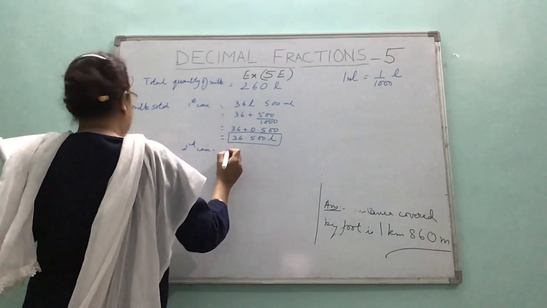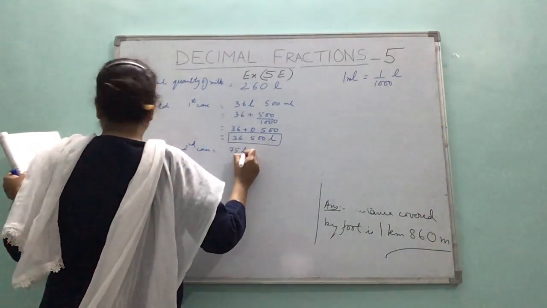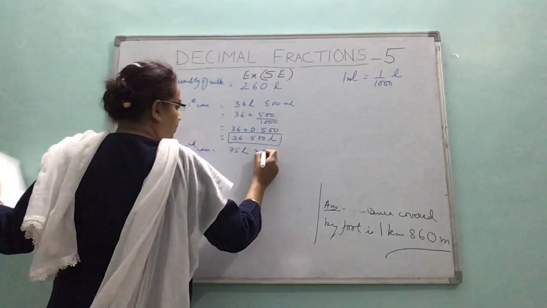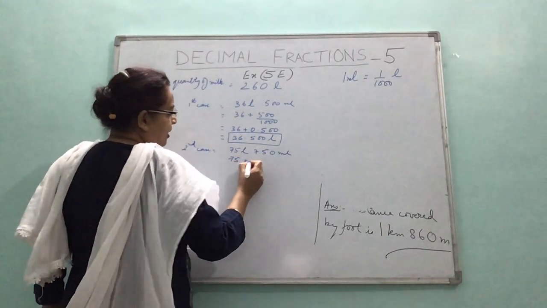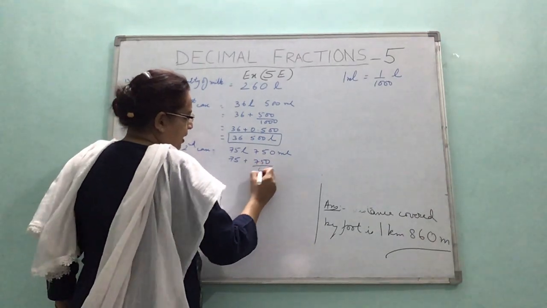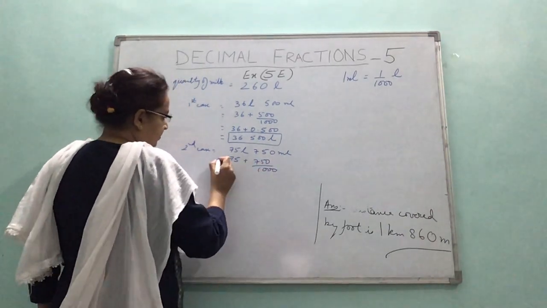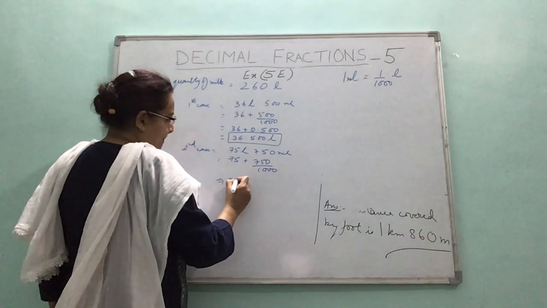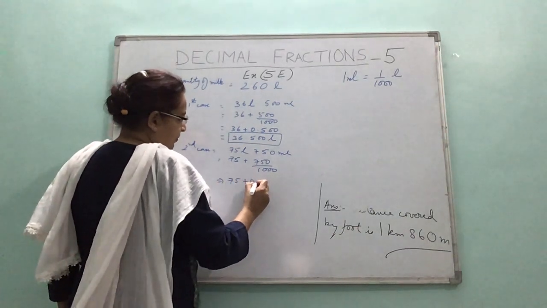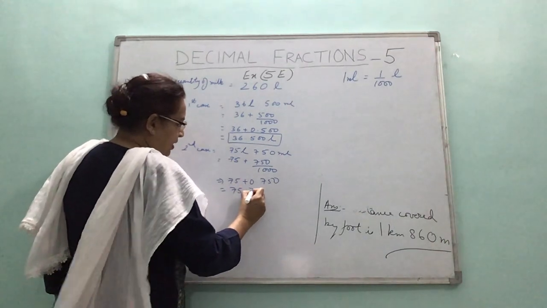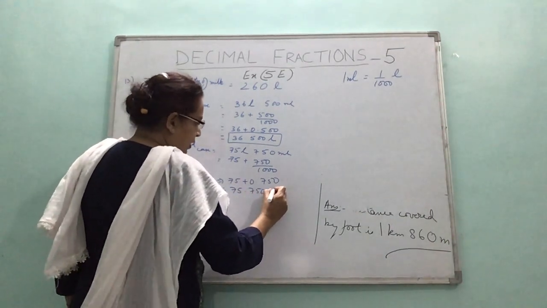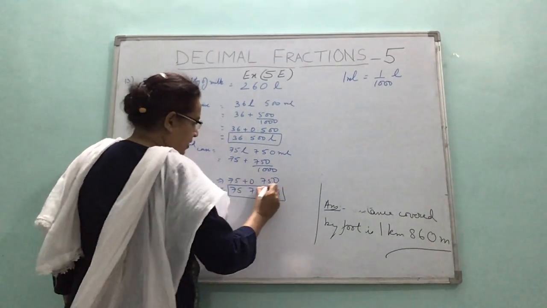Second case. How much? 75 liters, 750 milliliter. So again 75 plus 750 divided by 1000. Yes? 750 or 75.750 liters. This is the second case.